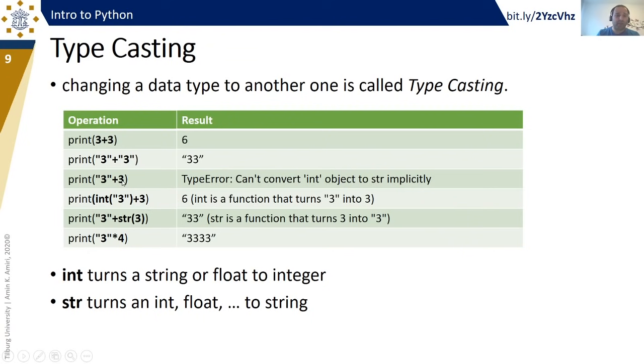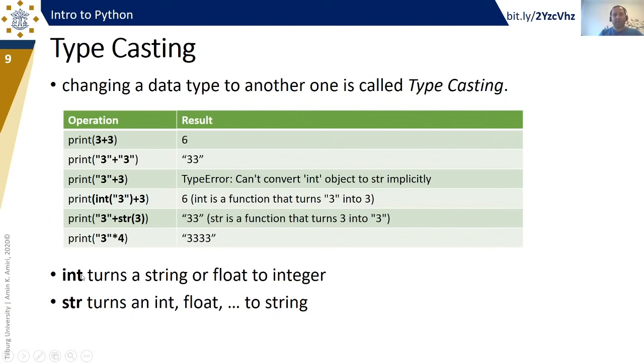Or you can turn this integer 3 to a string using the str function. str(3) will produce string 3, enclosed with quotations, and the plus will attach the two strings and 33 is produced. Note that plus and multiplication operators are different. So 4 times string 3 will repeat the string 3 four times. So the result would be something like this.